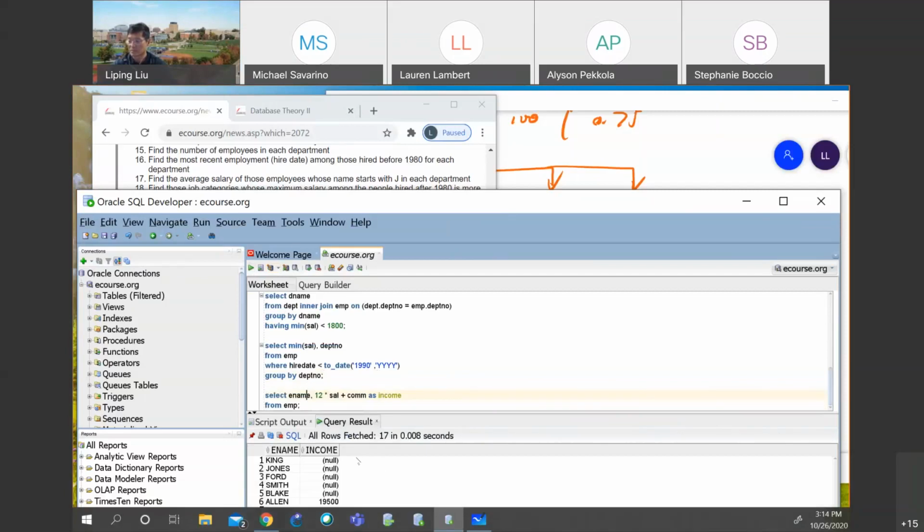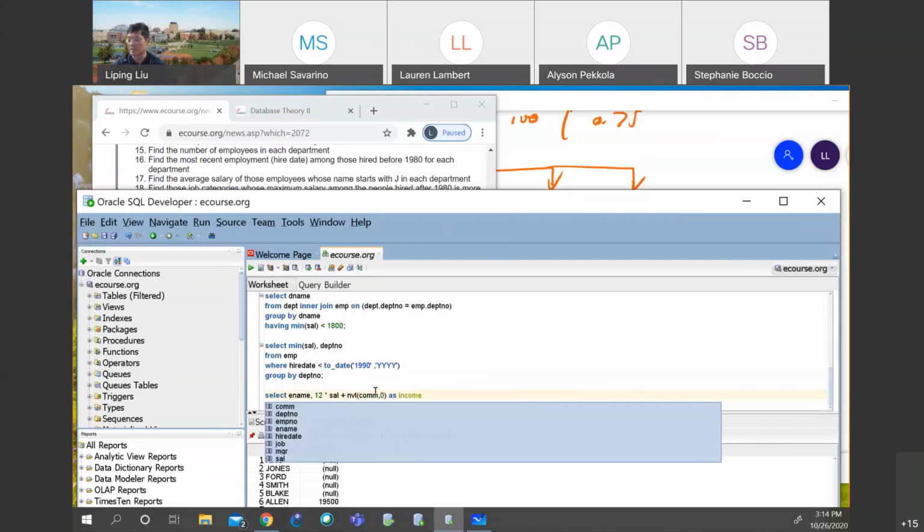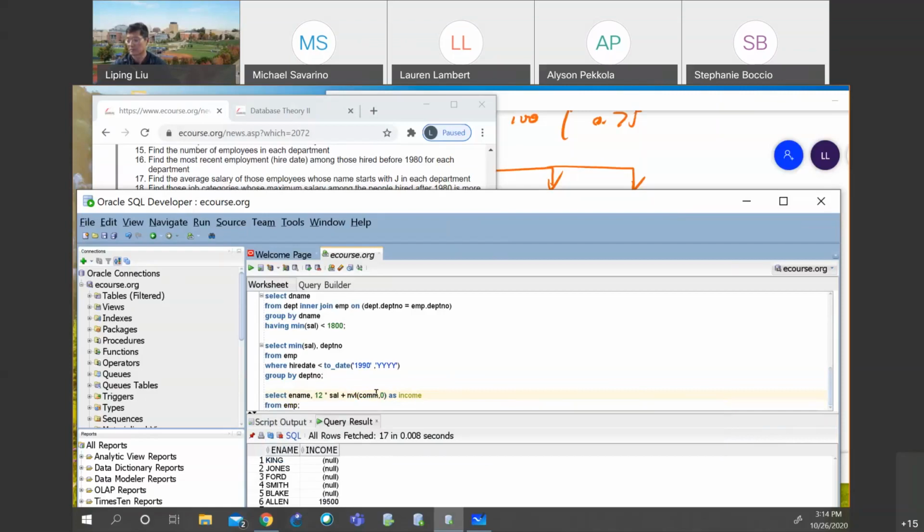So you see that some employees have no income at all. What happened is that in some cases you have null values. So what you can do is change this null value to zero by using the NVL function. The NVL will change it to zero if it is null. So for example, if com is null, then it will change it to zero. If com is not null, then you will use whatever value is there.